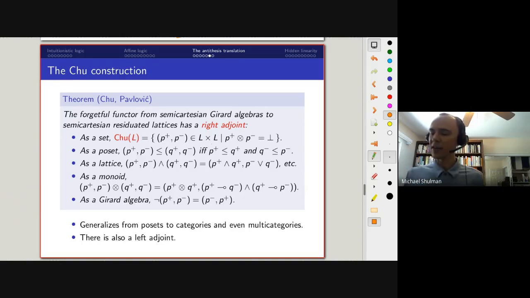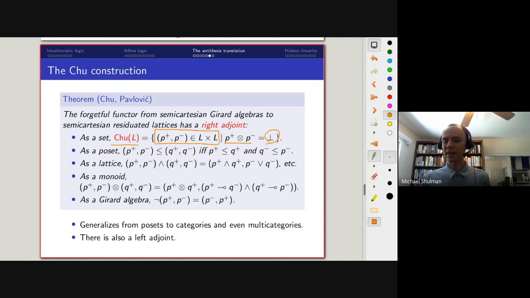So this is called the Chu construction. It's actually much more general than this. It applies to not just lattices and posets, but also categories and even multi and polycategories. But in this particular case, this is what it does. So if L is a residuated lattice, Chu of L is going to be a Girard algebra. So in particular, it's a lattice. Its elements are pairs of elements of L, which are incompatible in the monoidal sense. So if I tensor them together, I get the bottom element.